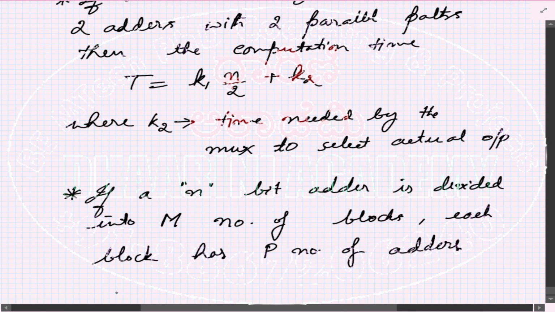and so on. Since I have written C1, I'll write C2 as well. So C2 can be written as G2 plus P2 G1 plus P2 into P1 into G0 plus P2 P1 P0 times C in.